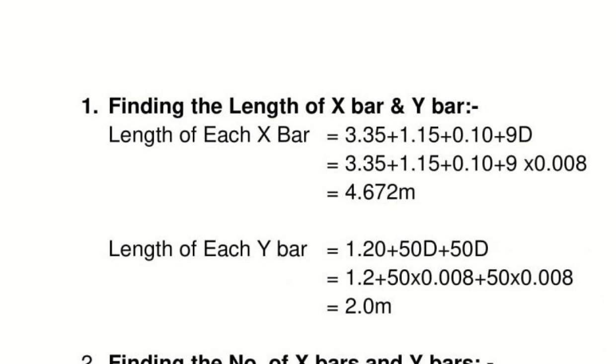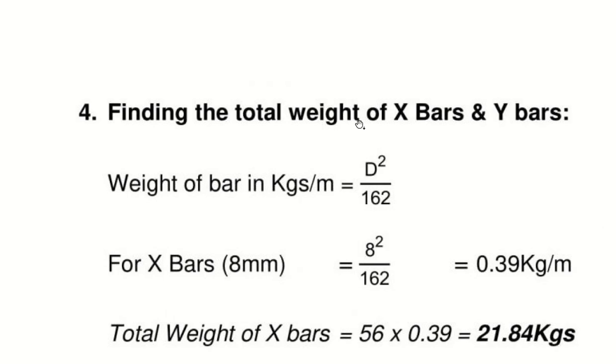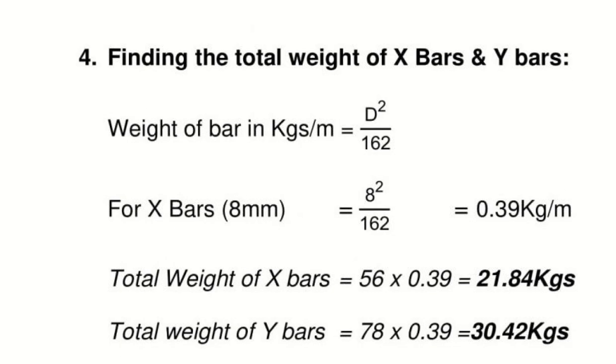Because the dia is the same, I will just do d square upon 162, which will give me 0.39 kilogram per meter. Same dia, so the same will be multiplied by both of them. That's why I'm saying you can add them together. So they added them together, for x they got 56. For y they got how much? 78. So 32 into 34 into 2 is 78, right?